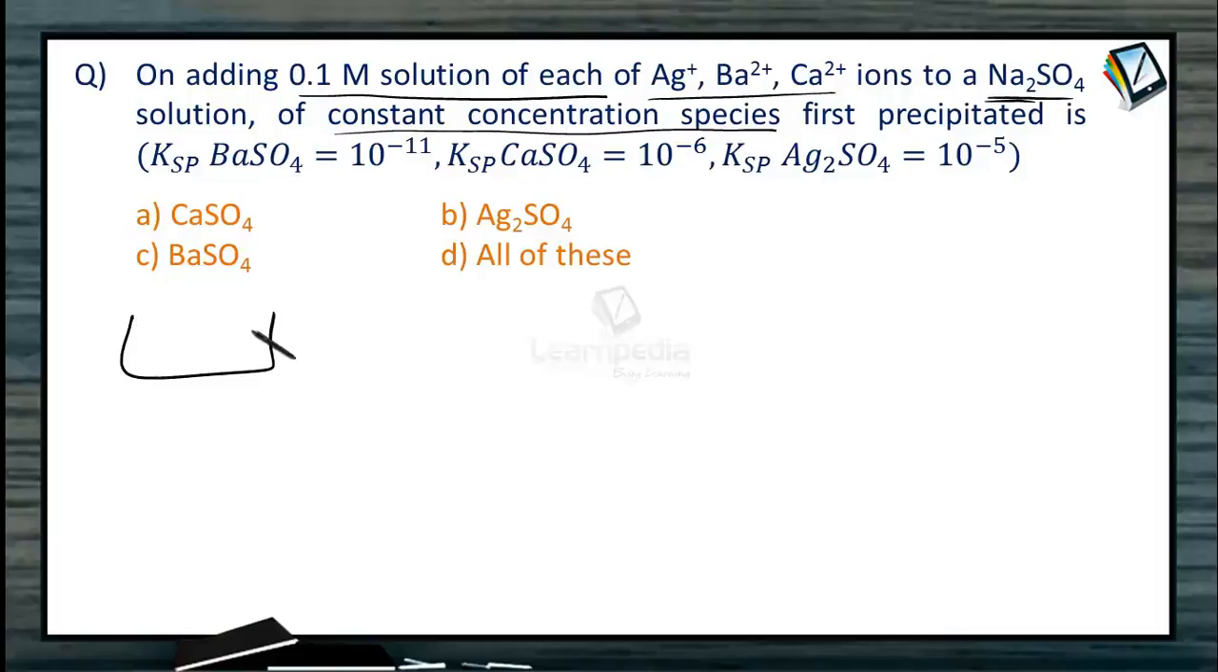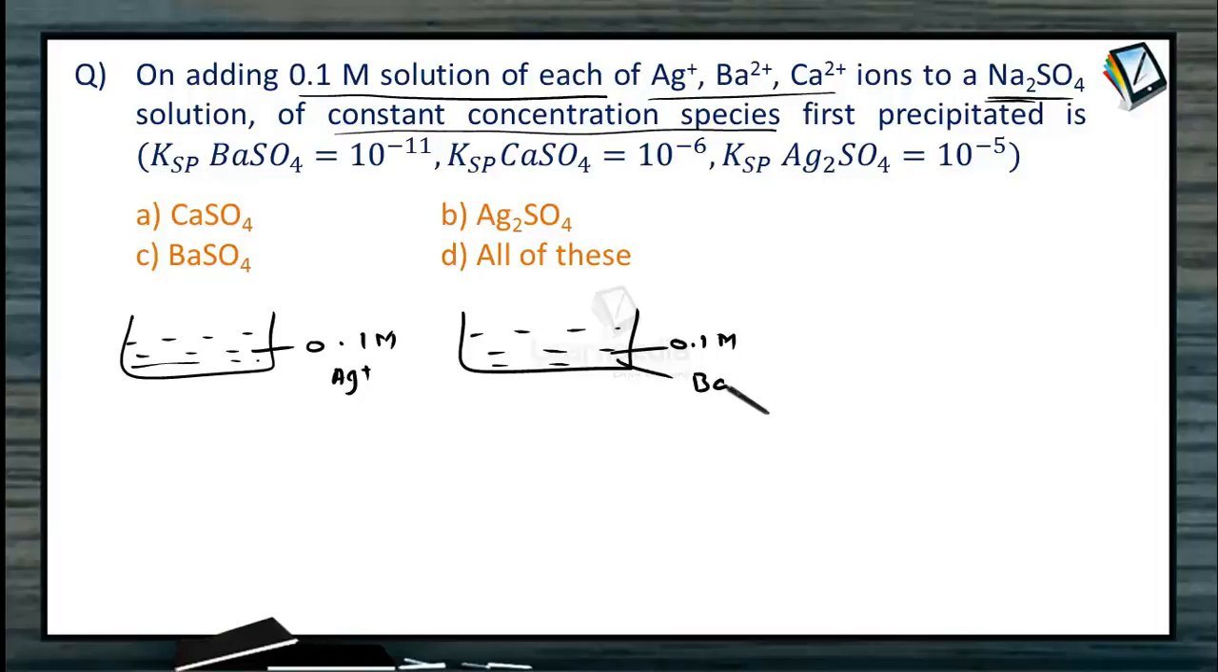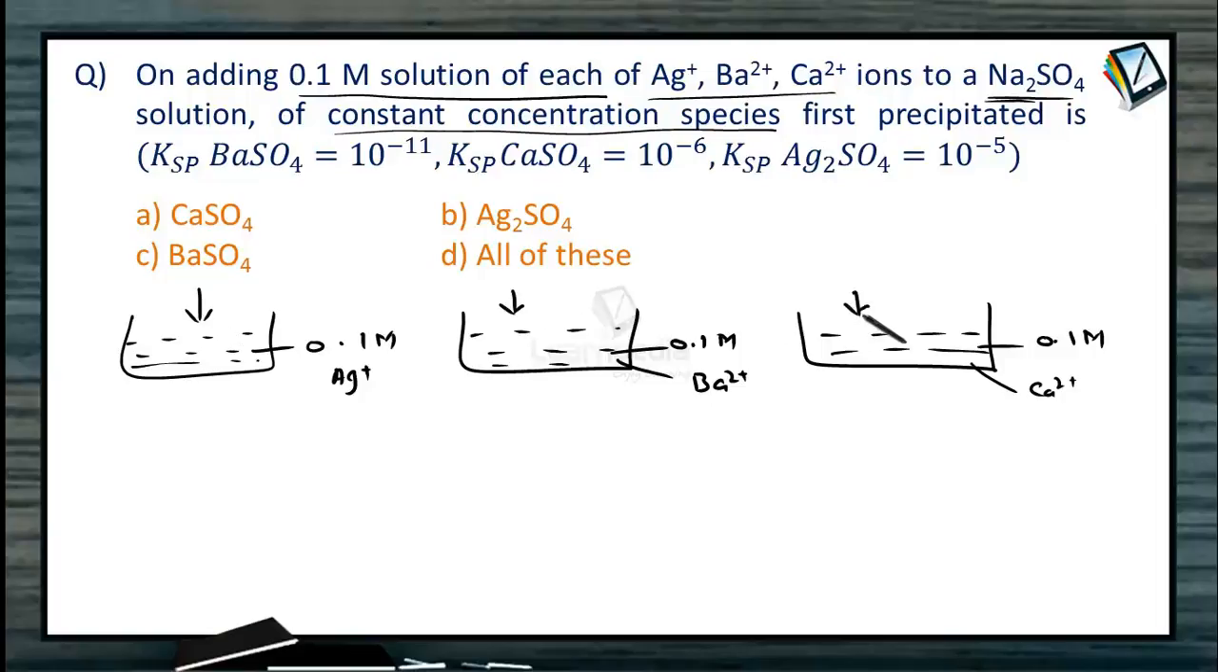Indirectly, if I have, this is 0.1 molar solution of Ag+ ions and this is 0.1 molar solution, so the concentration is same, containing barium ions, and this the third one, this also contains 0.1 molar concentration but of Ca2+ ions. To this, if we add sodium sulfate of same concentration, which of the cations? Is it Ag+? Is it Ba2+? Is it Ca2+? Which one will be precipitated is the question.